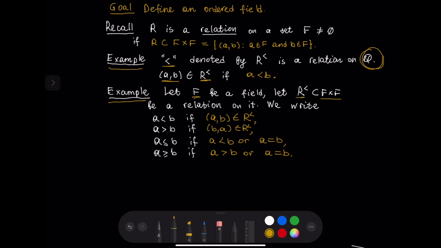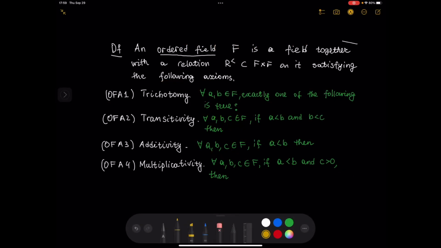So, so far, this relation R is not necessarily an order, right? R must satisfy certain properties in order to be an order on the field F. So here is the definition of an ordered field.